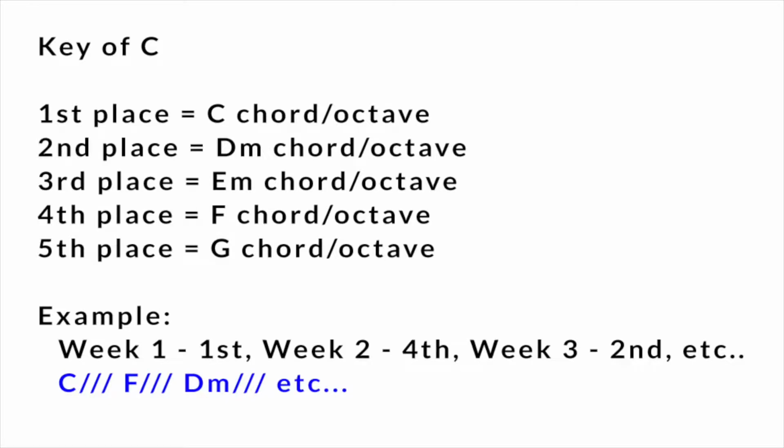Every week they would receive a number from 1 to 5, associated with where they are in their power rankings inside their own division, and those numbers correlated to chords in the key of C. If they were ranked number 1, the chord played is C. 2 would be D minor. 3 is E minor. 4 is F, and then 5 is G.